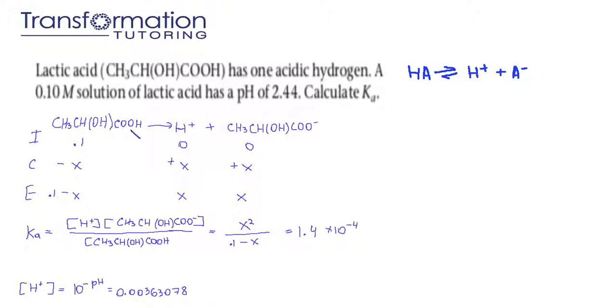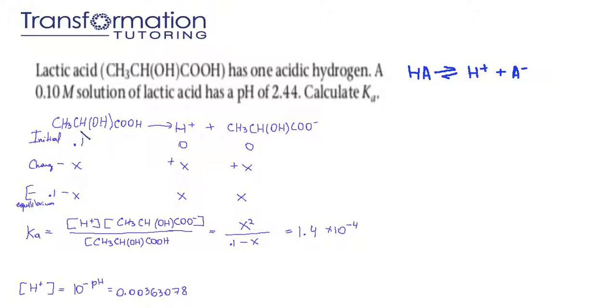CH3CHOHCOOH. It dissociates into H plus and its conjugate base, which means we just have to take this hydrogen off and we get CH3CHOHCOO minus. You could write this formula or you could even write the generic formula depending on your professor. Both would be correct. Next, we write our ICE chart. We write I, which stands for initial, C stands for change, and E stands for equilibrium.